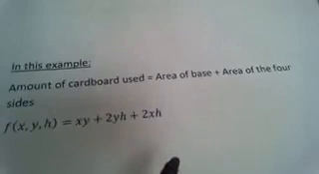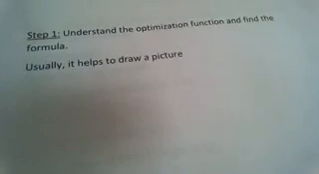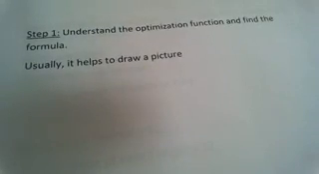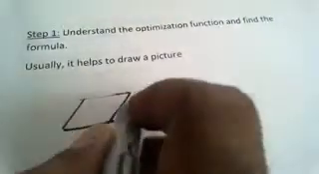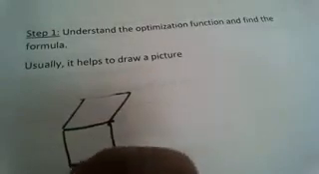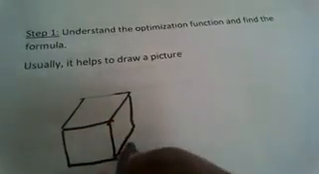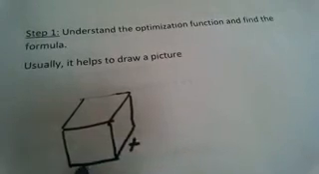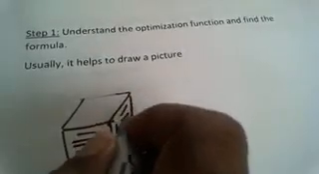So let's go step by step. For our first step, we need to understand what the optimization function looks like. Step one is understand the optimization function and find the formula. Usually it helps to draw a picture. A lot of times in these optimization problems, it helps a lot if you can draw the picture. Here my box would look something like this. Hopefully I get a reasonable shape. Let's say the length is x, and this is y, and the height is h. And this is the surface area we're trying to minimize.